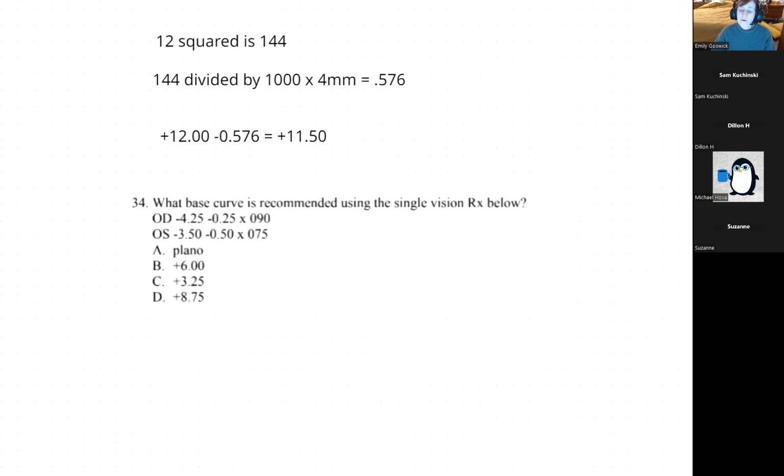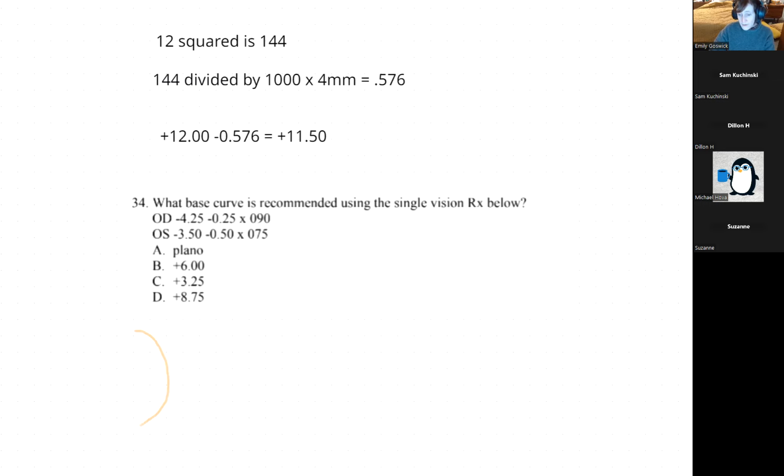But this one is about base curve. It says, what base curve is recommended using the single vision RX below? It gives you the prescription, and then it gives you the options of Plano, +6, +3.25, +8.75. Okay, so remember that the base curve is basically just the curvature at the front of the lens.